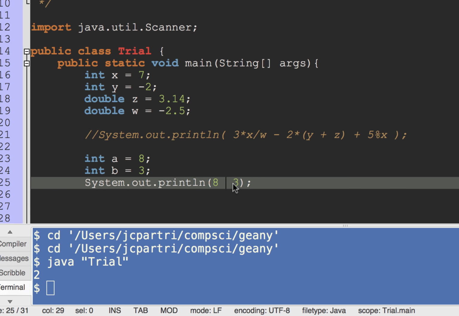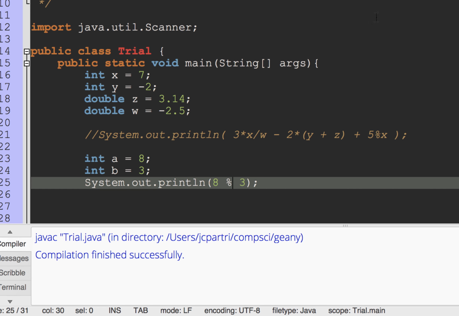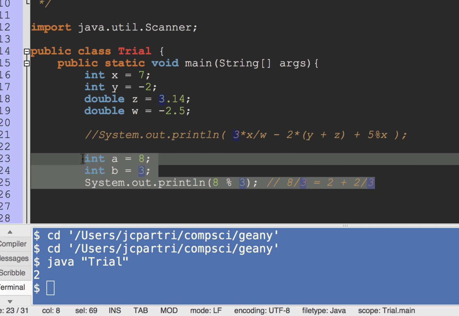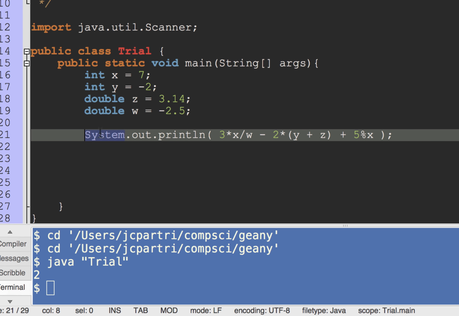But when I have 8 modulo 3, instead of giving me the quotient, which in this case is 2, it's going to give me the remainder. So if I took 3 and divided it into 8, it would go 2 times. And what would be the remainder? Well, the remainder would be 2/3, or the remainder would be 2. So my answer of 8 divided by 3 should equal 2 plus 2/3, or 2.6 repeating. And so that's what a modulus does. It doesn't give me the quotient, it gives me the remainder after division.